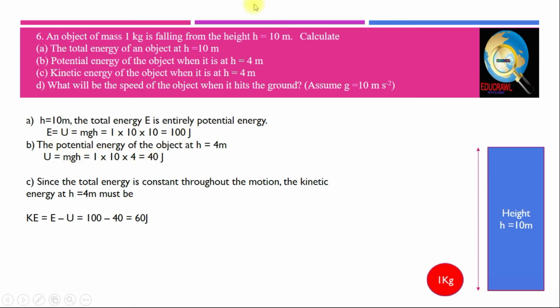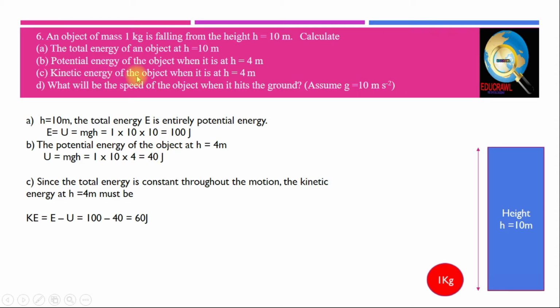Next we have to find the potential energy at the height h equal to 4 meters. Here also we are using the same formula for potential energy, U is equal to mgh. Instead, for the h value we have to substitute 4. So when you substitute and multiply, you will get the answer as 40 Joule.